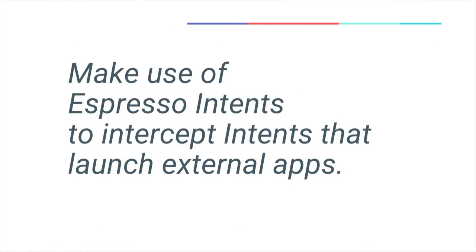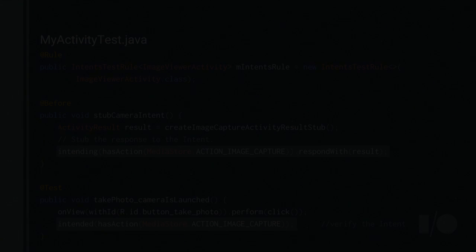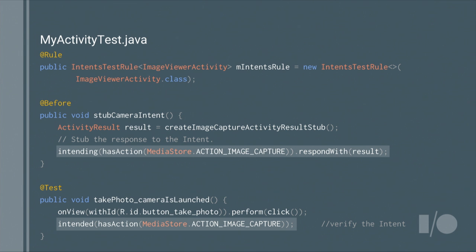And speaking of Espresso Intents, I don't know if you've used it before. It's a really nice thing that we've added to Espresso. It's a very small API. Basically, it lets you verify intents that are sent from your app or stub the responses to intents that you send to other applications. So here in this screen, you can see in before, I'm setting up response stubbing for an intent that I send out to the camera app. And below at the bottom, I'm just verifying that when I click the button, my app sends out the intent. I encourage you to use it to isolate your tests from external applications.